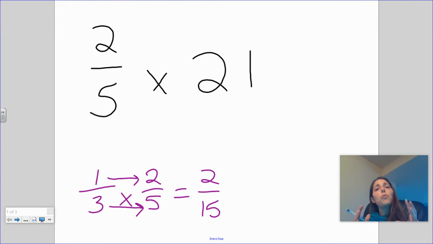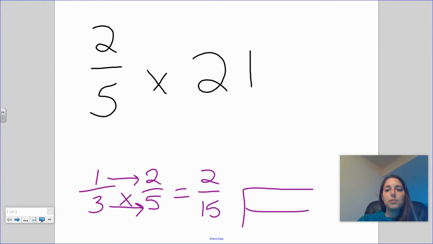Now, in the classroom, we always wanted to have our final answer in simplest form. I'm not going to require that because it's a lot. If you did want to do it, though, take it to the next level.